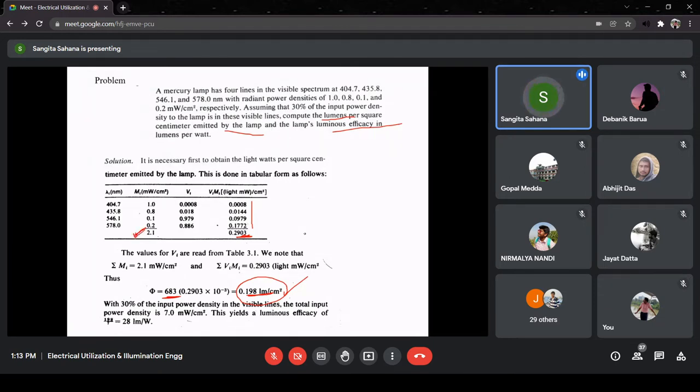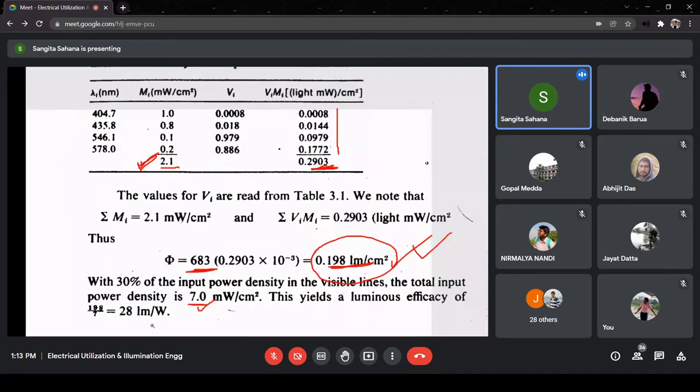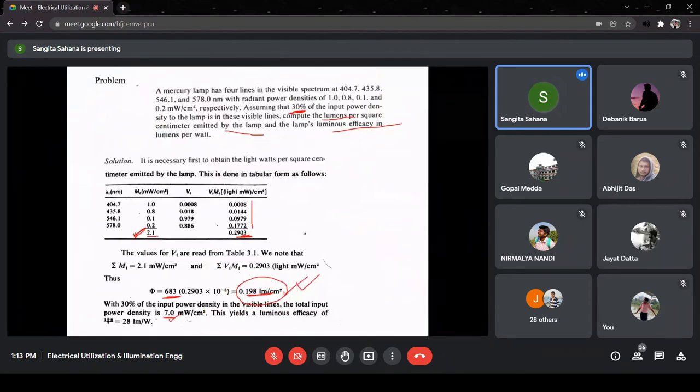And this 2.1 is 30% of the total input power. Okay, total electrical input, 30% of it is our output radiant power. So this 30%, the total is 7. So my output light is 0.198, input electrical power is 7. So this is the lumen per watt, 28. Okay.